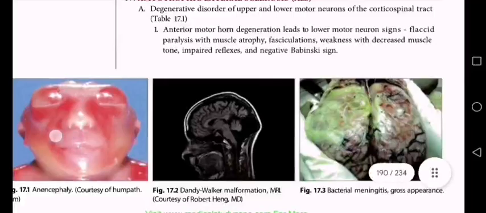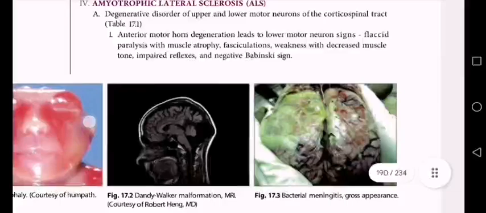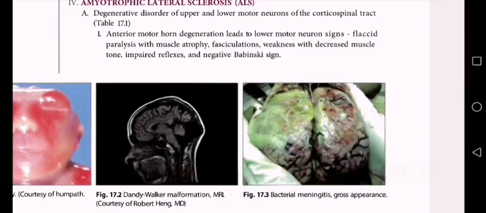So here you could see the things we discussed. First picture is anencephaly, where there's no brain and no skull, and you could see that the fetus might appear as a frog. Next one, the figure 17.2 is Dandy-Walker malformation. And the third one is bacterial meningitis, and this is the gross appearance.